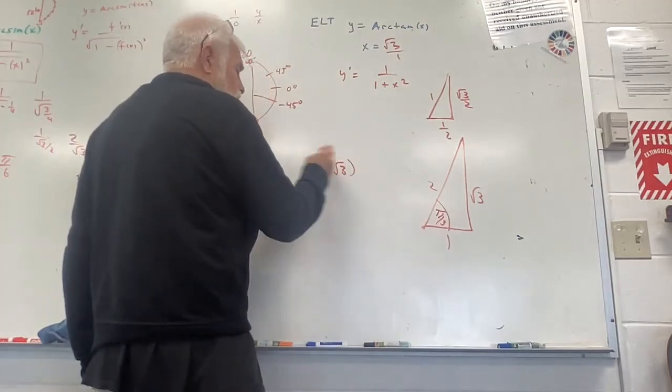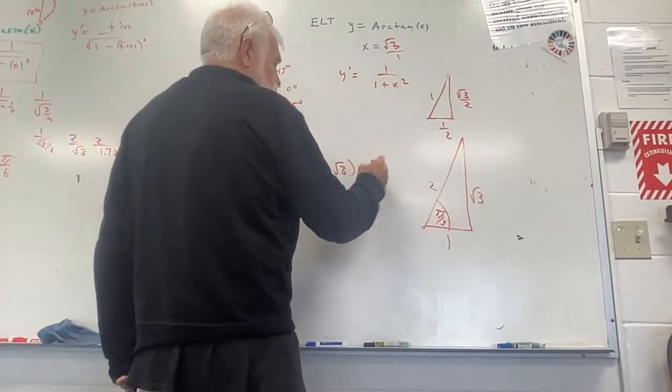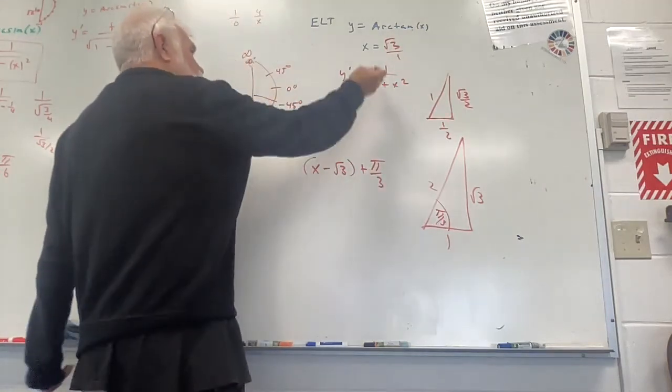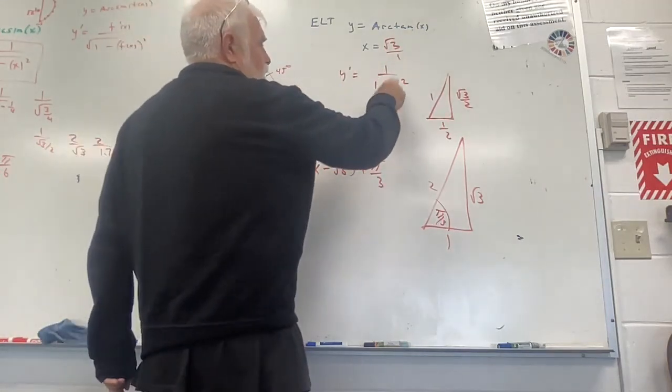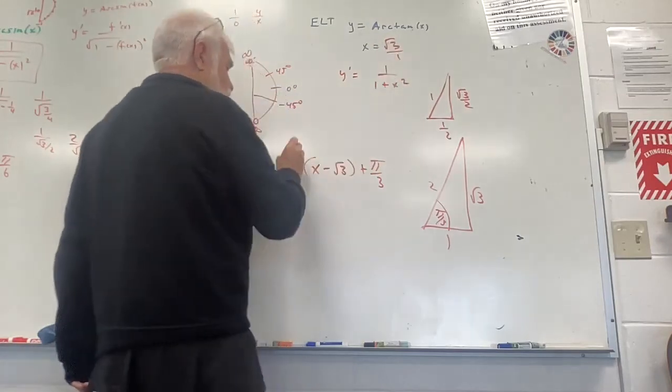So x minus root 3 gets us the angle 60 degrees. And now we've got to put our x in there. The square root of 3 squared is 3. So 1/4.